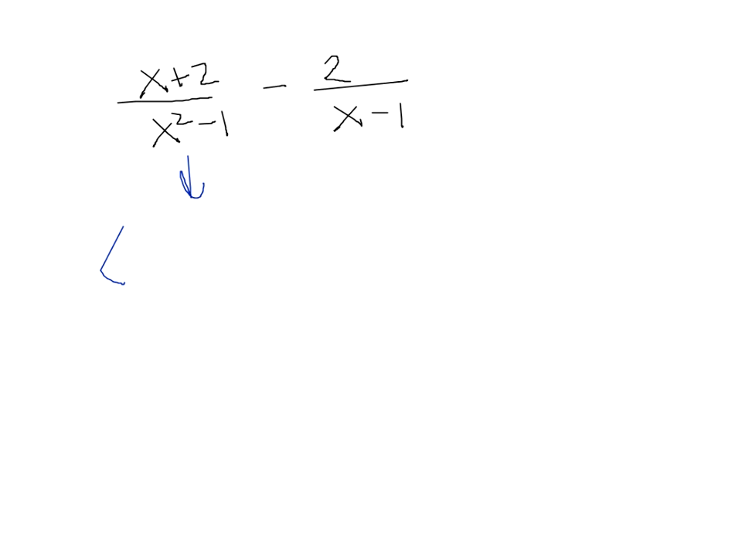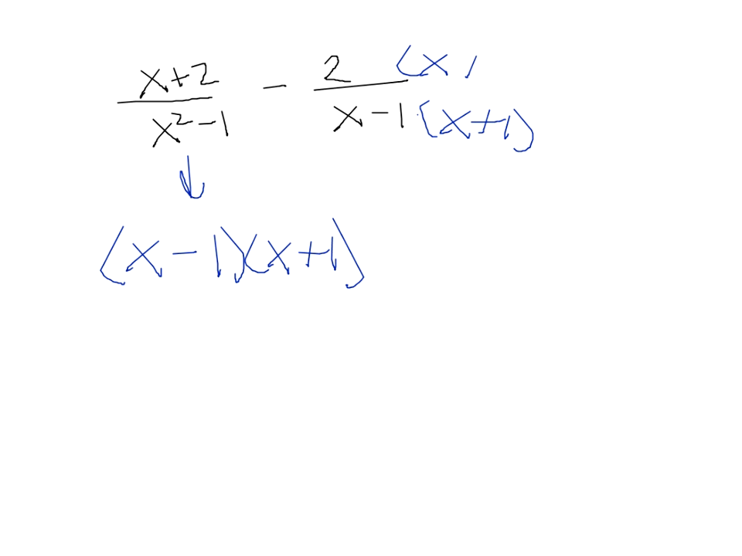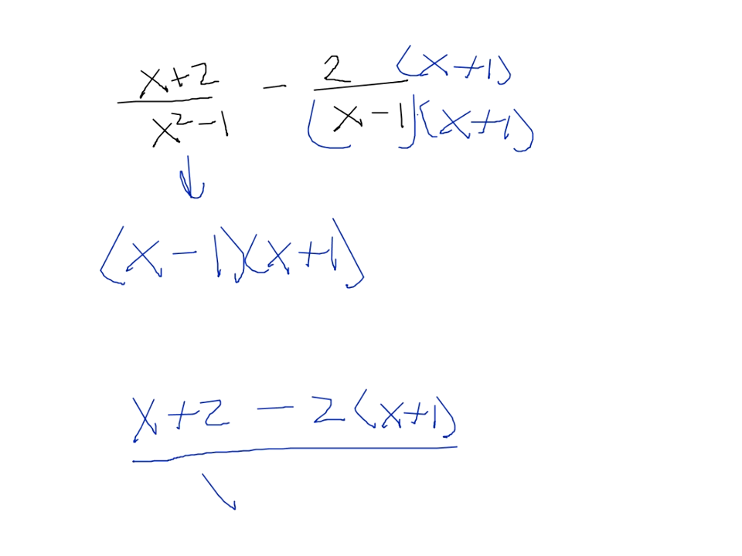Here's another one. Now if I factor this like I've done earlier, x squared minus 1 factors into x minus 1 times x plus 1. Now I need to get a common denominator. I already have x minus 1, so what I need is an x plus 1. So I do that in the top and the bottom, but only to this one. And so I get x plus 2 minus 2 times x plus 1 over x squared minus 1.